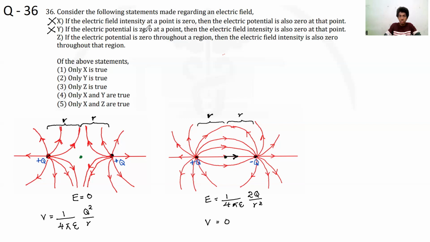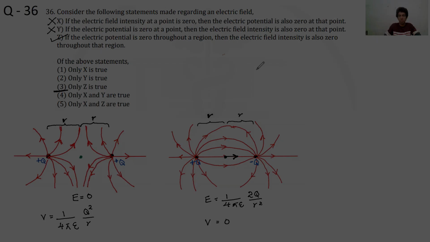The electric potential can be zero throughout a region only when an electric field doesn't exist in that region. So therefore, definitely the electric field intensity in that region is zero. Therefore, Z is correct. So of the above statements, only Z is true. Therefore, the correct answer is the third one.